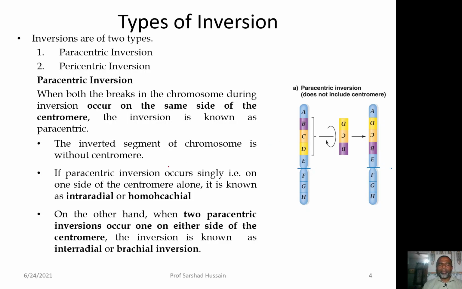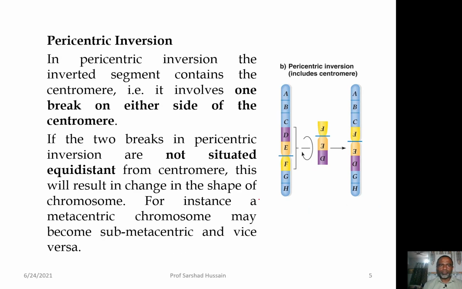Now, if paracentric inversion occurs singly, that is on a single side of the centromere on one arm only, then it is called intraradial or homobrachial. And if both the arms, say for example, this arm also has some inverted part and this arm is also having some inverted part, in that case it is called the interradial or the heterobrachial inversion.